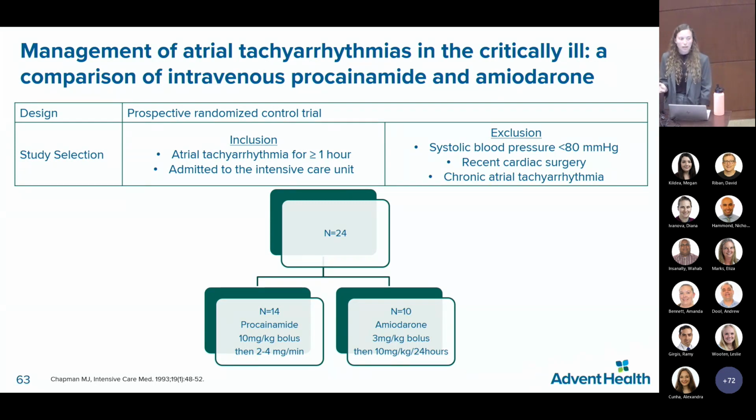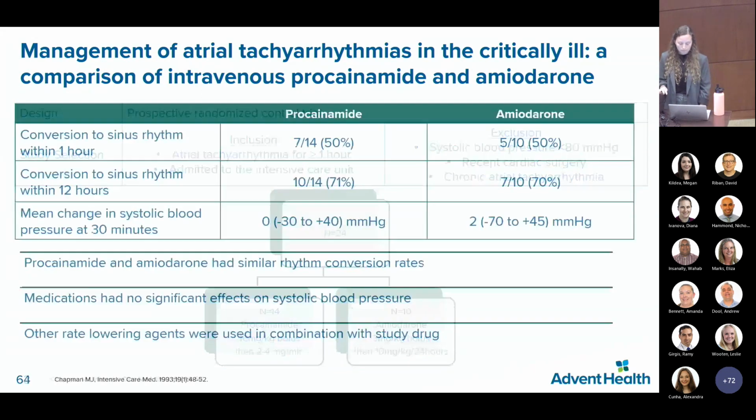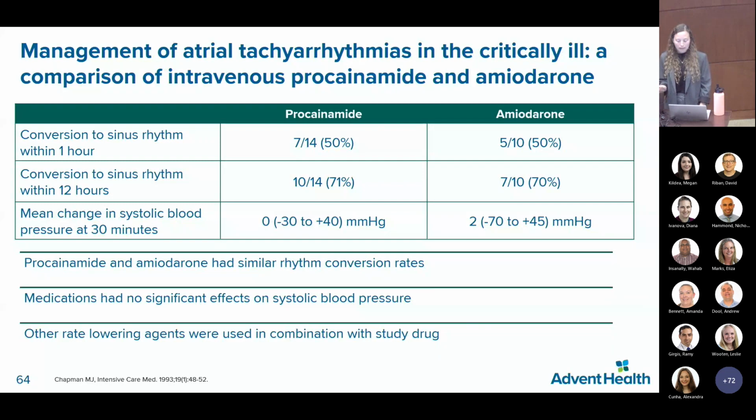Each regimen consisted of a bolus dose followed by continuous infusion. Each group had similar baseline characteristics with a mean heart rate of around 160 beats per minute in both groups. Procainamide and amiodarone appeared to be equally effective for the treatment of atrial tachyarrhythmias in this critically ill patient population, and there was not a difference in conversion to sinus rhythm, and neither medication had a significant effect on systolic blood pressure. Patients who did not convert to sinus rhythm were evaluated for a decrease in heart rate by greater than 20 beats per minute, and it was found that procainamide and amiodarone had similar heart rate lowering effects as well.